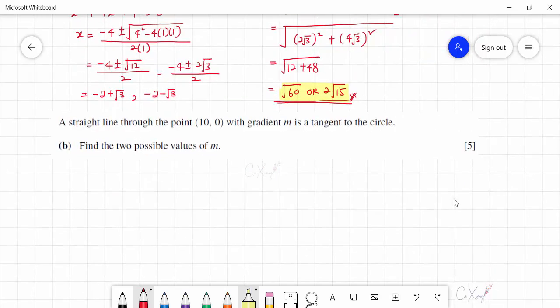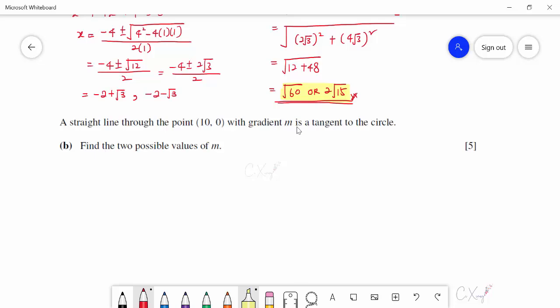So there's a straight line through the point with gradient m that is a tangent to the circle. Okay, so they want us to find the two possible values of m. So now we focus on this straight line first. This straight line is a tangent to the circle. So what does tangent mean? It means that it intersects at one point with the circle. Okay, so generally this is the idea.